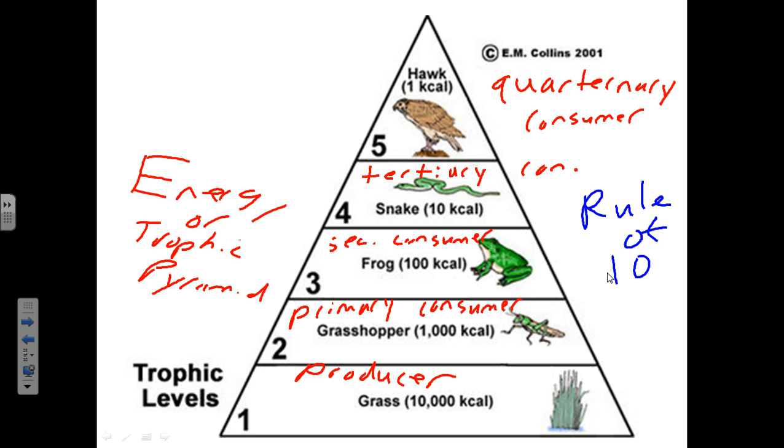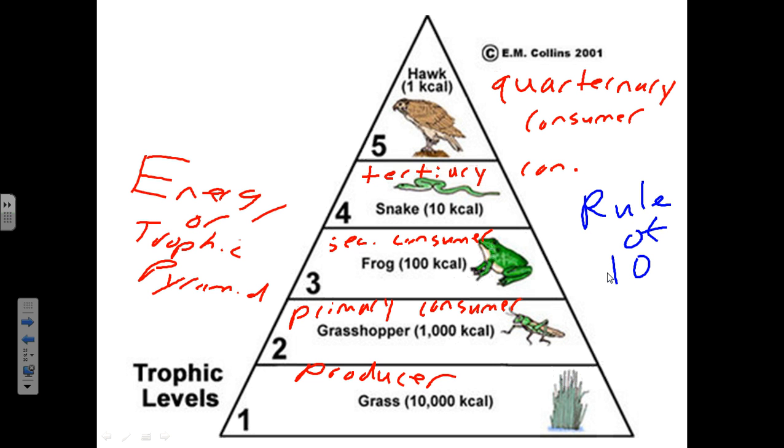It doesn't make it up. But that energy's still there. It's just that the grasshoppers can't get to it. Either they give it off as heat, or it comes out in their waste. One or the other. What's 10% of 1,000? 100. Only 10% of the energy from the grasshopper makes it to the frog. What's 10% of 100? 10. Only 10% of the energy that the frogs had made it to the snakes. 10% of 10 is 1, right? So do we not get as much energy?